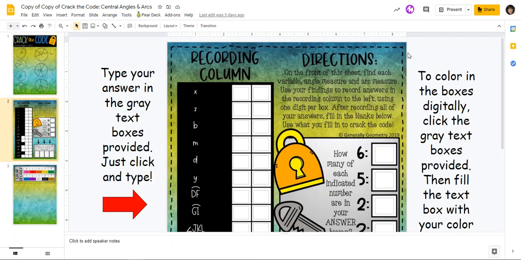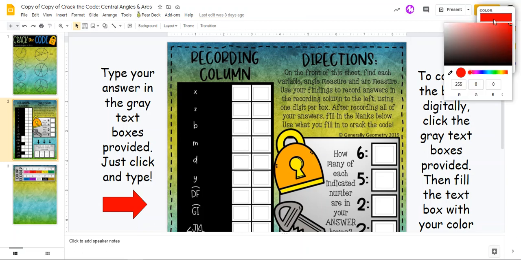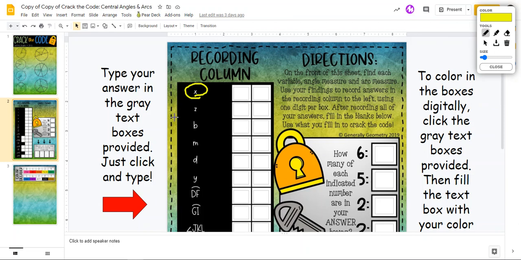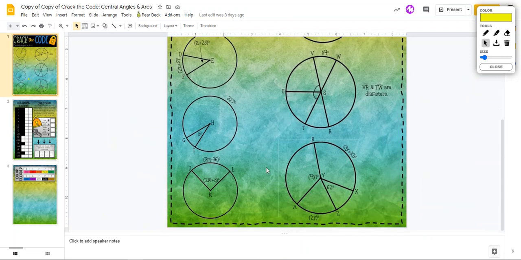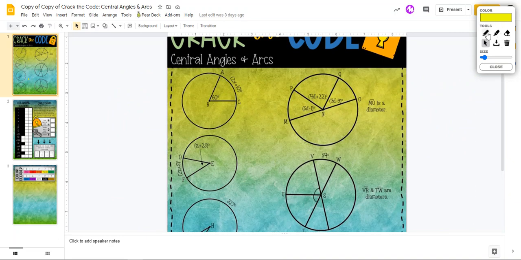The question is in black. So for example, this question, I'm going to use yellow, is asking you what's the value for x, okay? So I'm going to have to go back up to the first slide and find where they have x. Okay, x is conveniently located at the top.